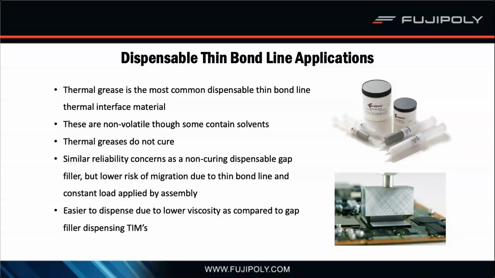When it comes to thin bond line TIMs, the options are pretty straightforward. Thermal greases is still one of the main options for dispensable thin bond line TIMs. Because thermal greases are non-curing type, they are non-volatile. In some cases, there are greases that contain solvents that will evaporate. Some greases are highly loaded with particles that can make dispensing difficult and require high pressures. So these solvents will help with the dispensing of the material as well as getting it down to the thin bond lines. Migration of grease is a concern, but lower risk than non-curing viscous TIMs.